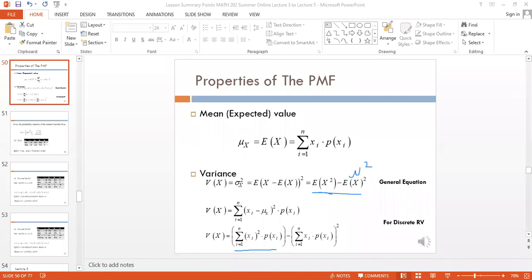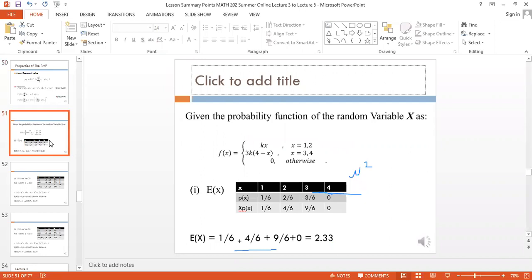So in that case, all you need to do is to find the expectation of x squared, okay, and you subtract the square of the mean value, okay, to give you the variance. So as an example, we've been given the probability function as kx, okay, for x equals 1, 2, and k into bracket 4 minus x for x equals 3 and 4. Okay, we have to find the variance.